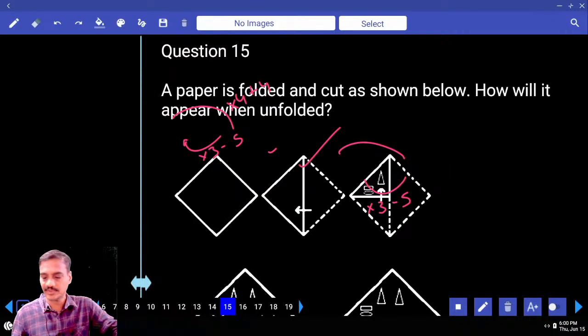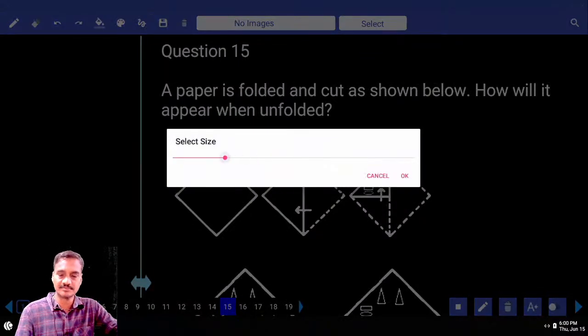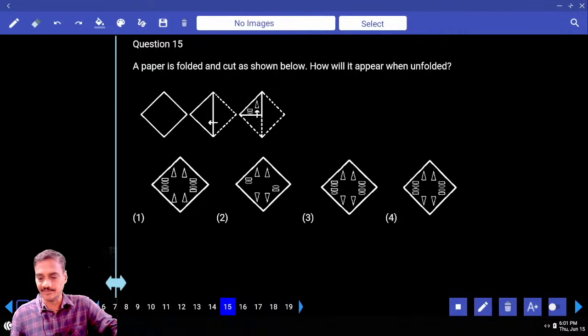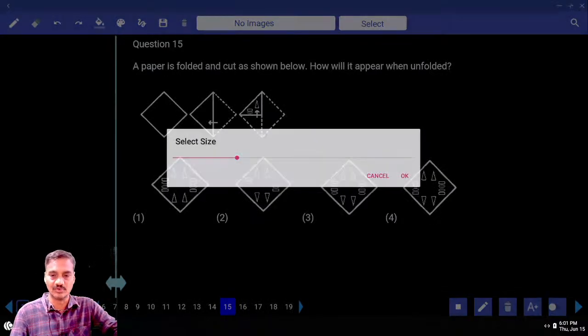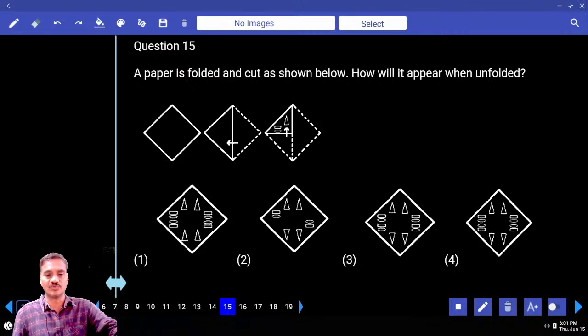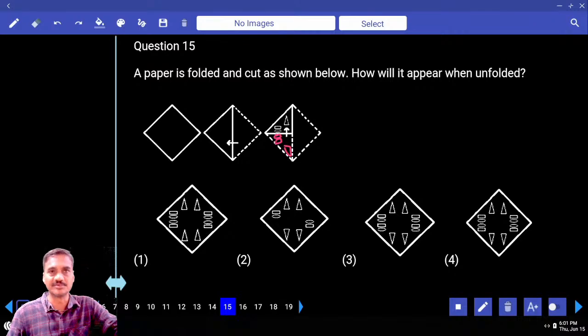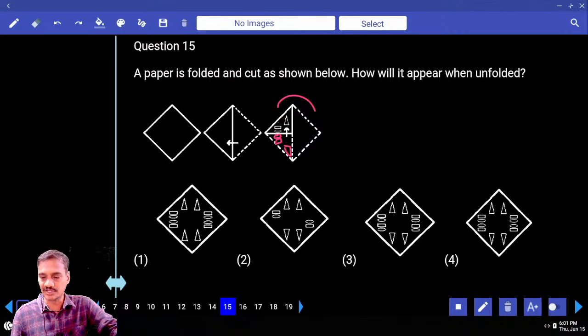Then coming to 15, now 15th one, paper folding. Now in this, a paper has been folded and cut as shown below. How will it appear when it is unfolded? Then now from here to here, it must be bottom. And this is the triangle. Now these two are at the same places. Then from here to where, what should happen? Mirror image. Then tell me what is your answer here? This is a circle, and two circles to this one, hence it is choice 4. Choice 4 is the answer.